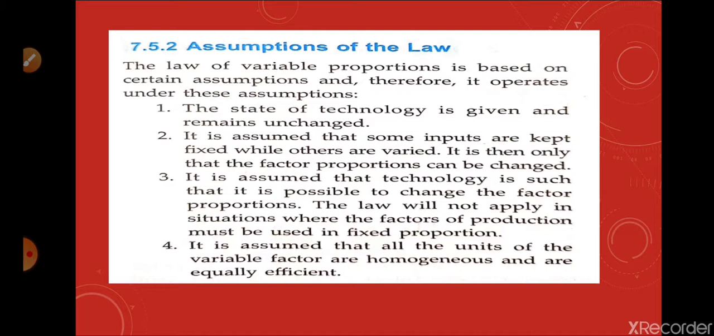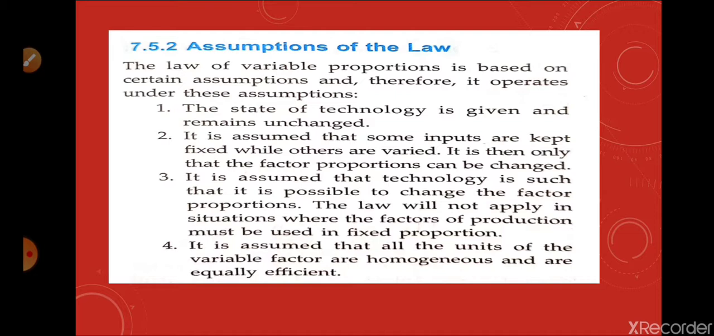Now the third one: it is assumed that technology is such that it is possible to change the factor proportions. The law will not apply in a situation where factors of production must be used in fixed proportion. So we are not using the variable factor in the proportion of the fixed factor. We are increasing the variable factor, and the fixed factor is not being changed. While we are changing the proportion of fixed factor and variable factor, then we cannot apply the law of variable proportion. It is applied only where the fixed factors are fixed, we are not changing them, and the variable factor is increasing.